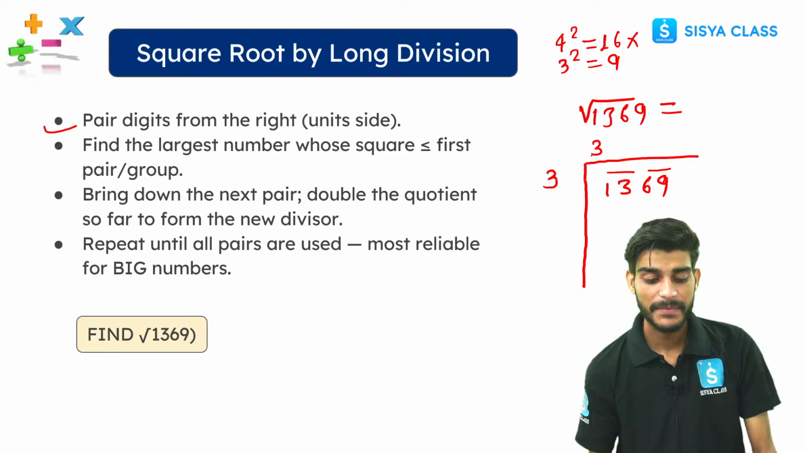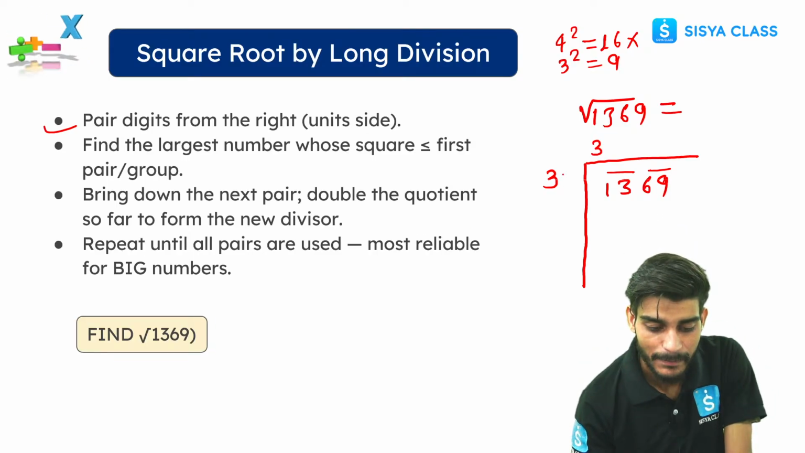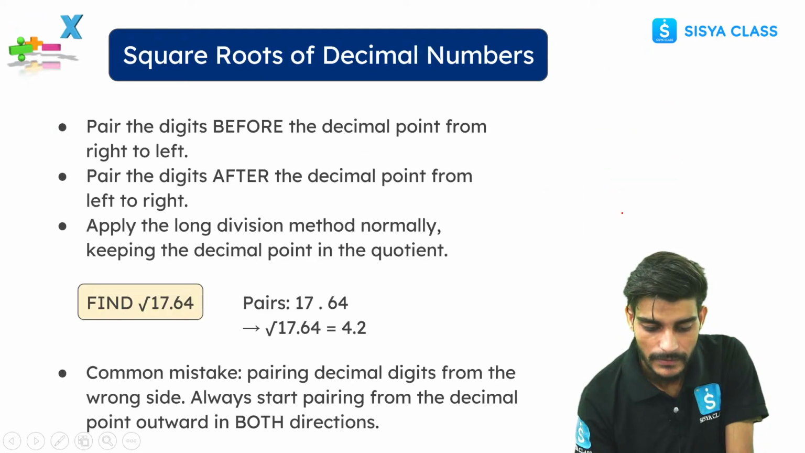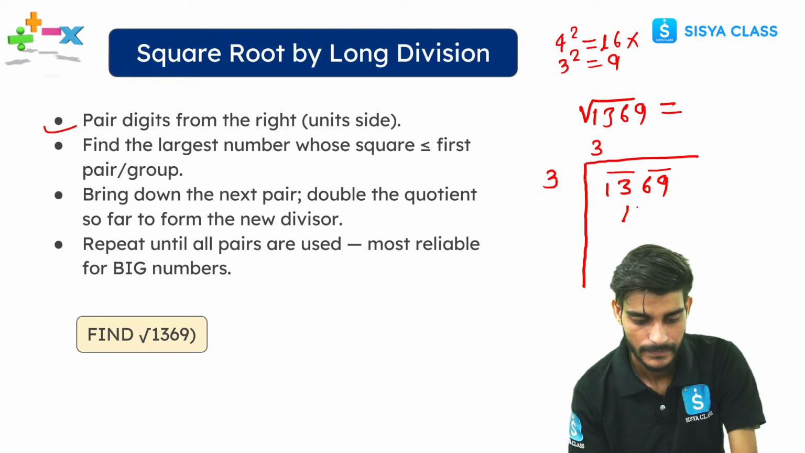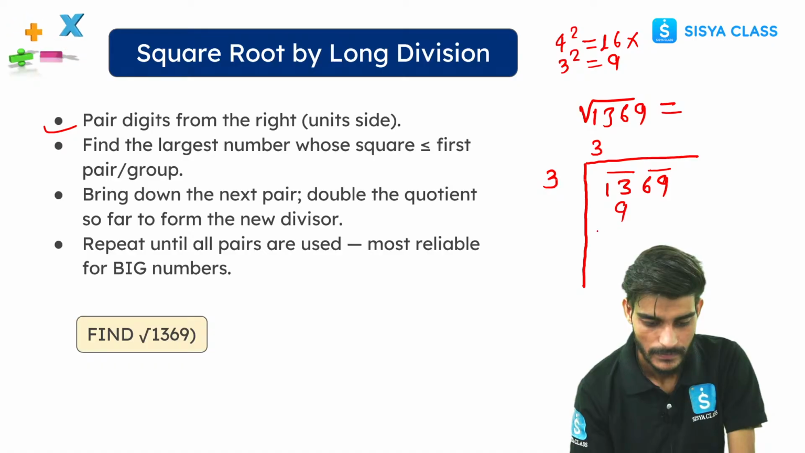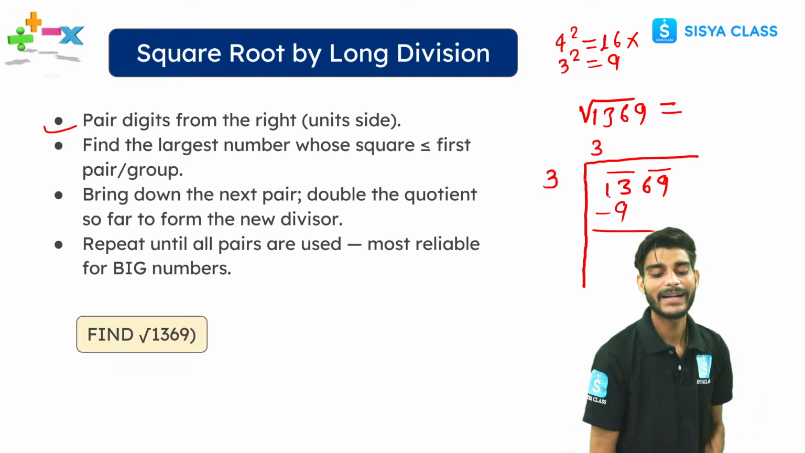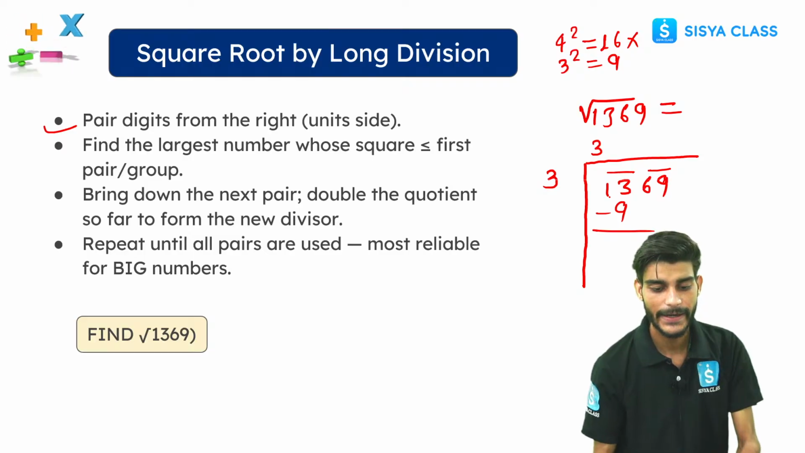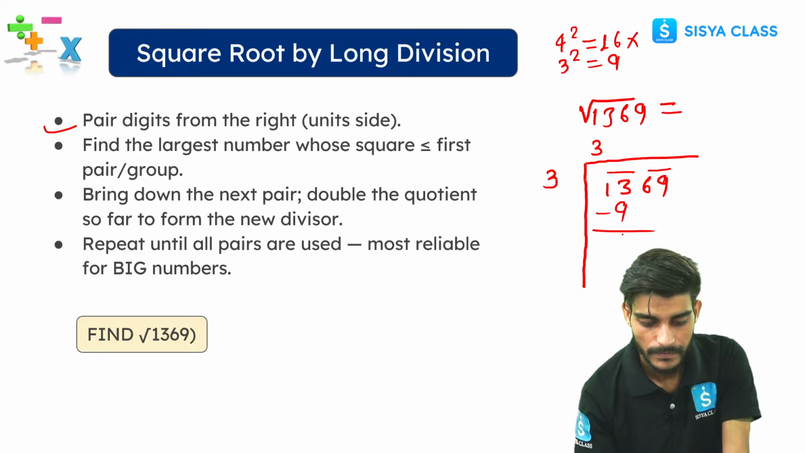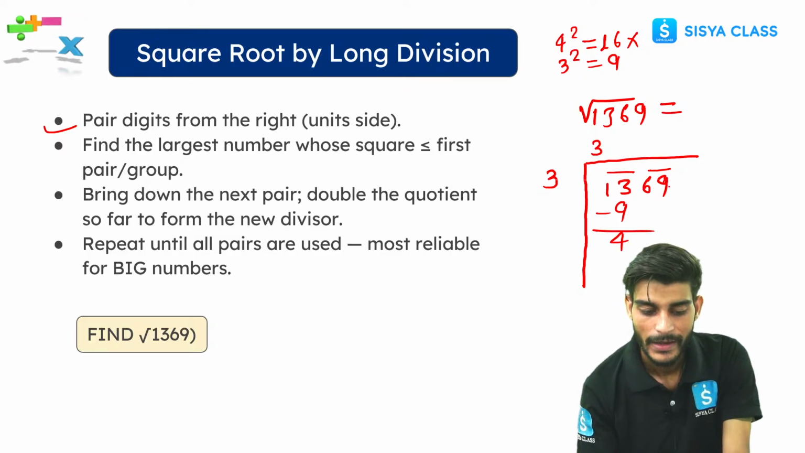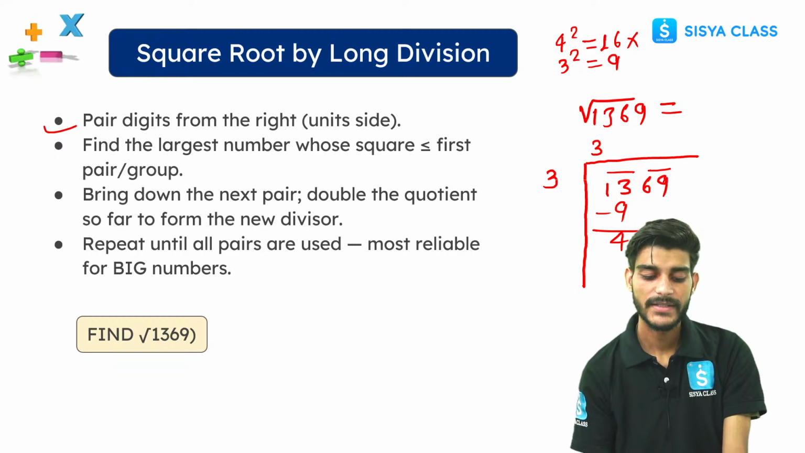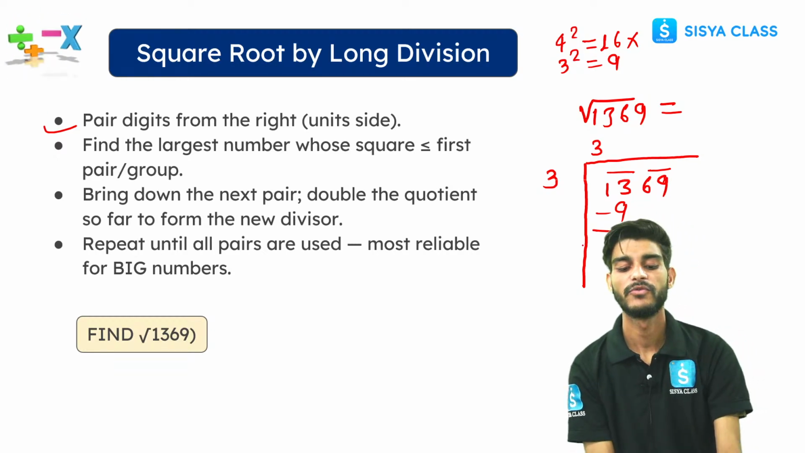What is the next step, sir? So just simply multiply these 3 and 3. If you multiply 3 and 3, you will get 9. Right? Just subtract this 9. So if you subtract 9 from 13, what you will get? 4. And the pairs, just write it down as it is, 4, 6, 9.